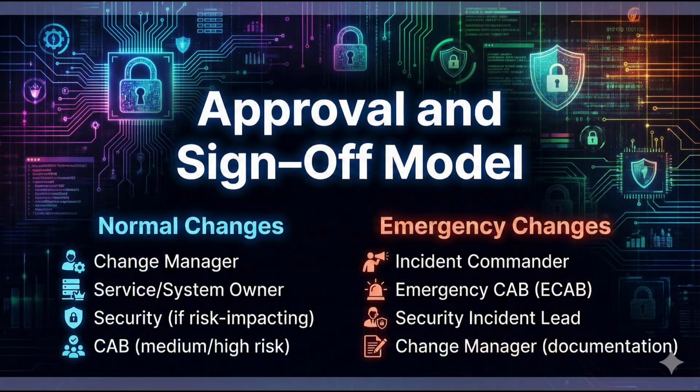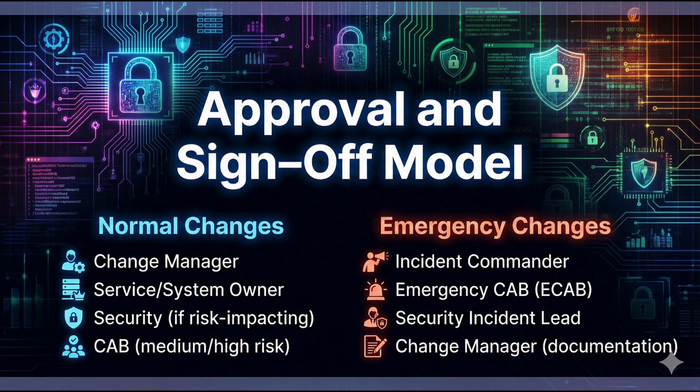Clear sign-off authority is critical. For normal changes, the change manager ensures process compliance. The service or system owner accepts operational risk. Information security must approve changes that impact security controls, boundaries, or compliance. Higher-risk changes go to the CAB for multidisciplinary review.